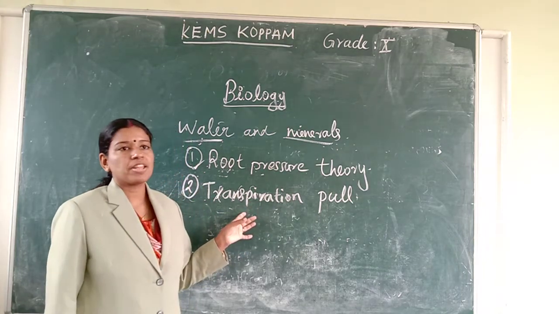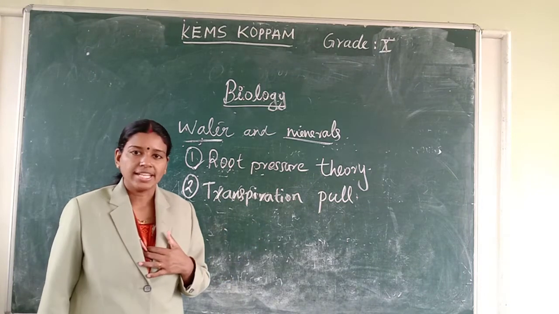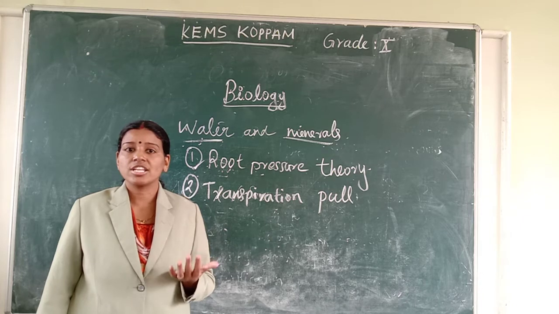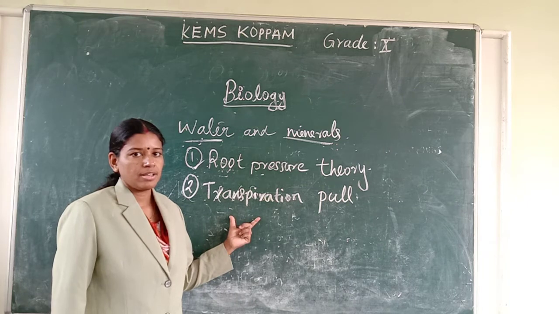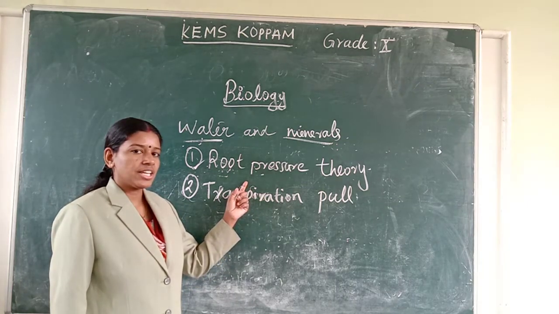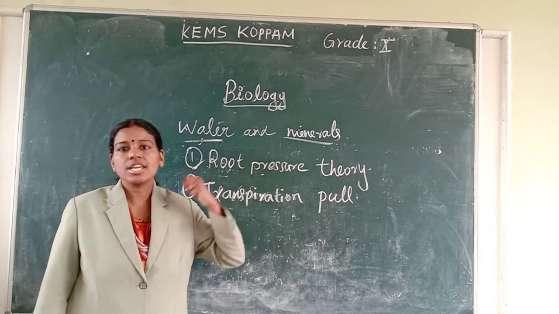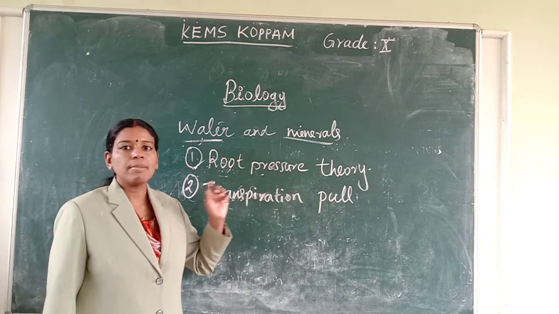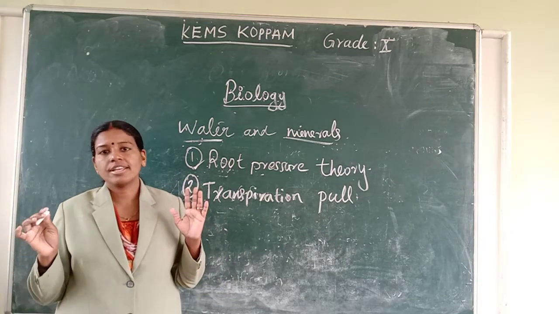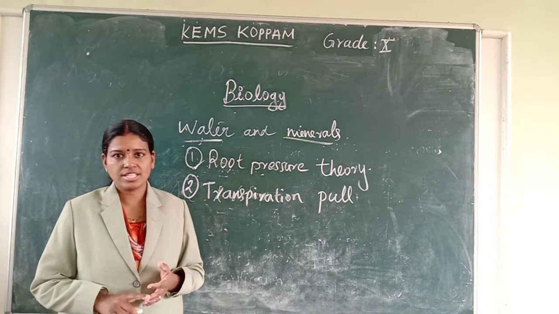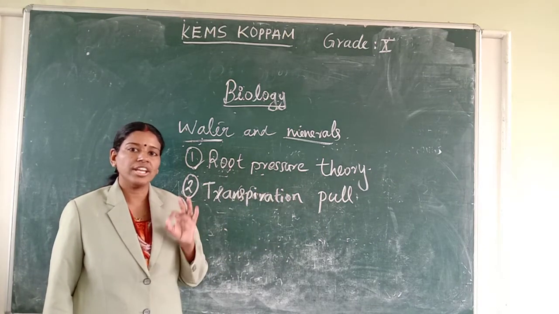In the case of transpirational pull, what is this? We know that transpiration is evaporation through the leaf surface. This is taking place in the plant body. Root pressure theory is applicable only to small herbaceous plants. If it is a big tree, this is not possible. Simply by pressure difference it cannot transport water throughout a big tree. It cannot reach every part of the plant, right? So root pressure theory is applicable only in herbaceous plants.